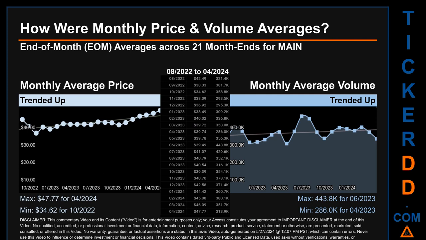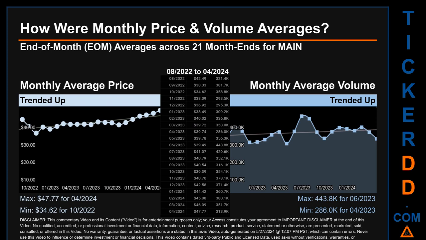How were price and volume averages for MAIN? Across 447 trading days, there were a total of 21 month ends, of which monthly averages for daily price and volume were calculated. Overall, monthly price average trended up while monthly volume average trended up.